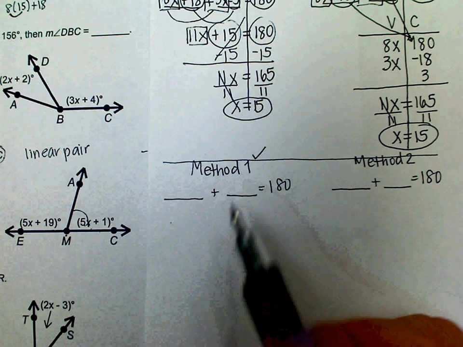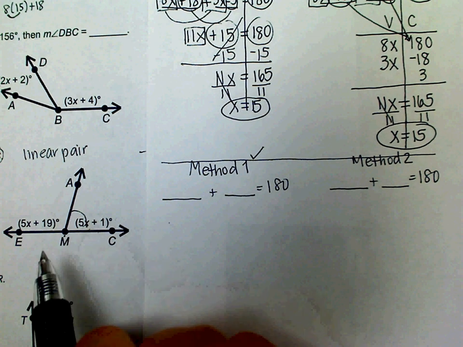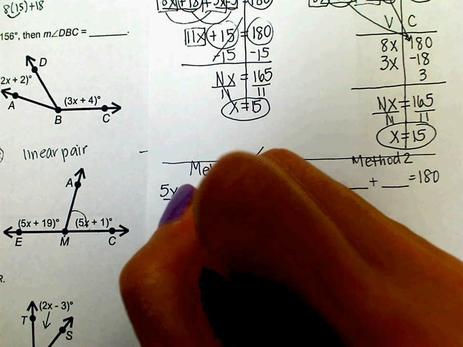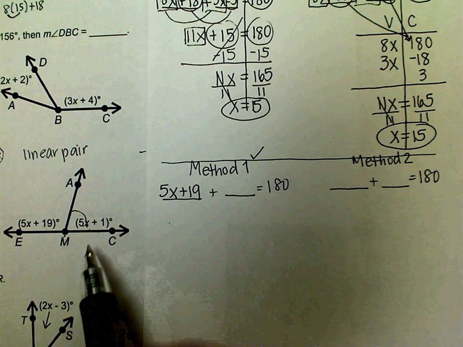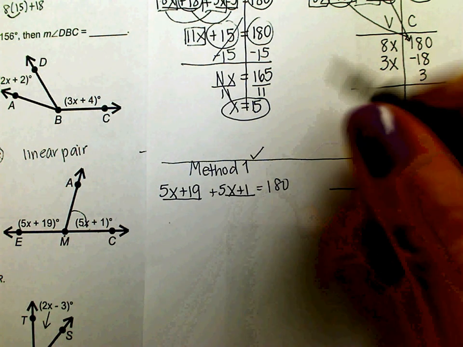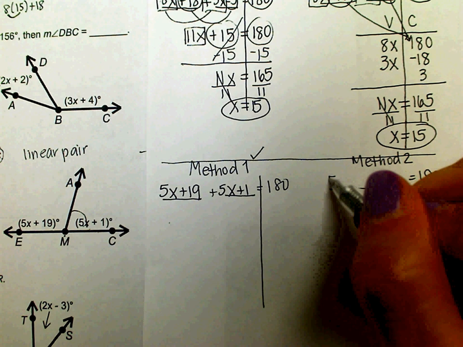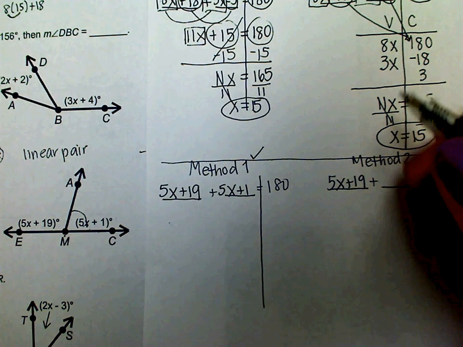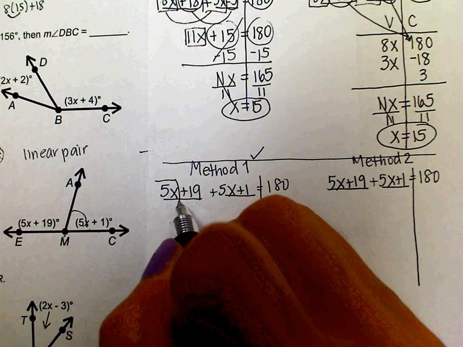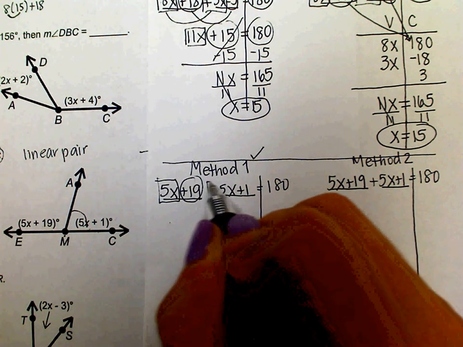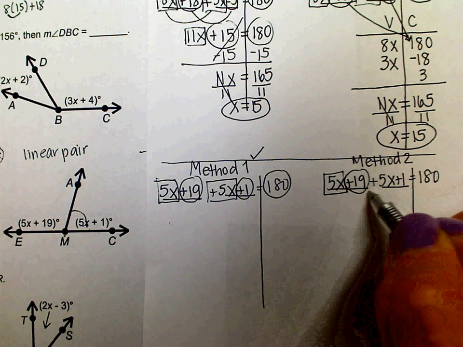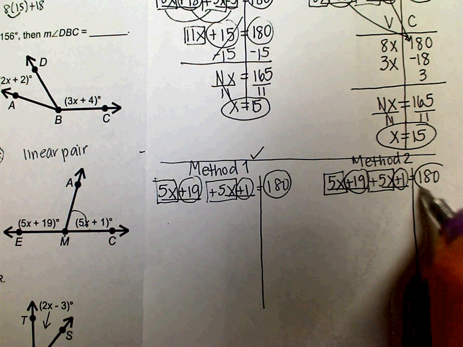So let's go ahead and do this linear pair. So what's one of the angles, like 5x plus 19? Now some of you might be like, does that have to be first? No, because in the end they all get added anyway. Alright, so you got to do the same here for the other method. Alright, we're still going to box and circle for both methods. Remember, you only have to do one of the methods. You don't have to do both.